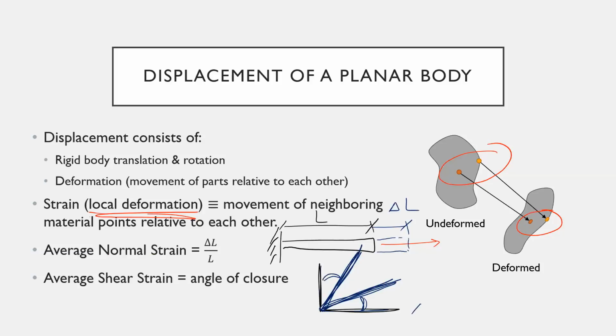If you start out with your X and your Y, then you have an angle of closure that is equal to your shear strain. And that's measured in radians. So the angle of closure measured in radians, the angle by which these two lines close, is our shear strain.